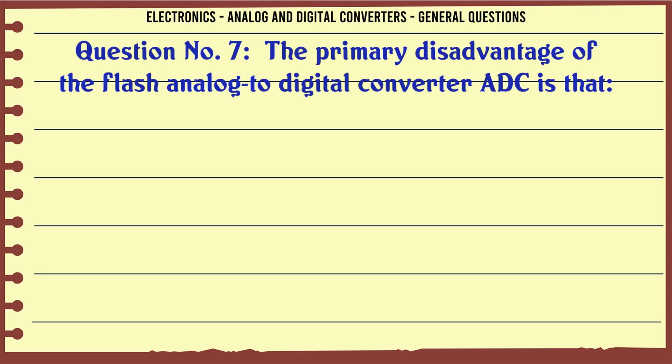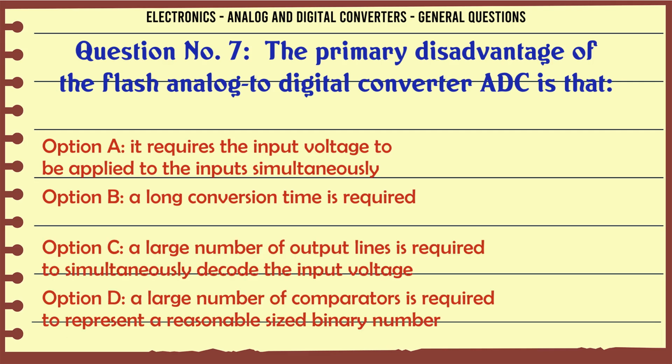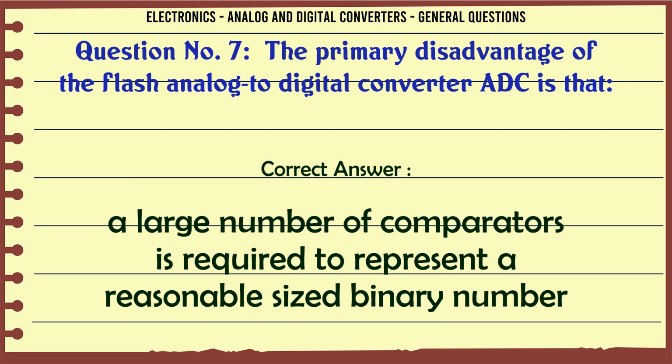The primary disadvantage of the flash analog to digital converter ADC is that A. It requires the input voltage to be applied to the inputs simultaneously. B. A long conversion time is required. C. A large number of output lines is required to simultaneously decode the input voltage. D. A large number of comparators is required to represent a reasonable sized binary number. The correct answer is a large number of comparators is required to represent a reasonable sized binary number.